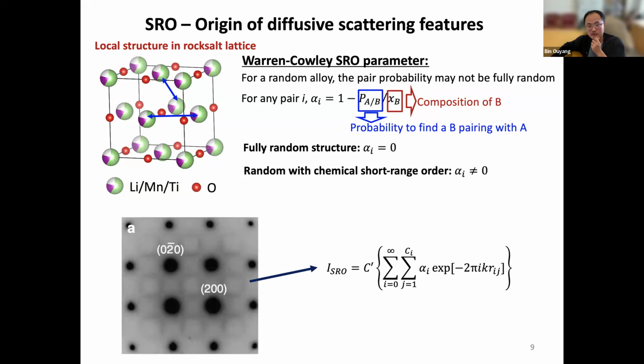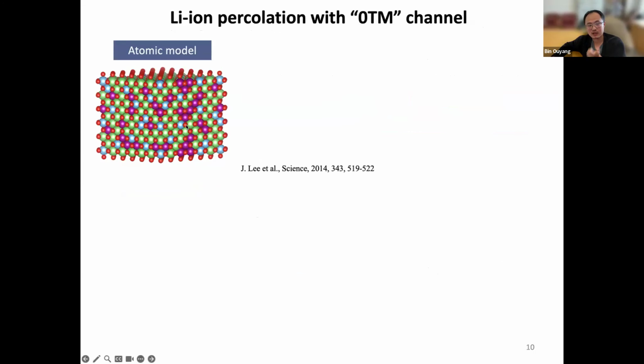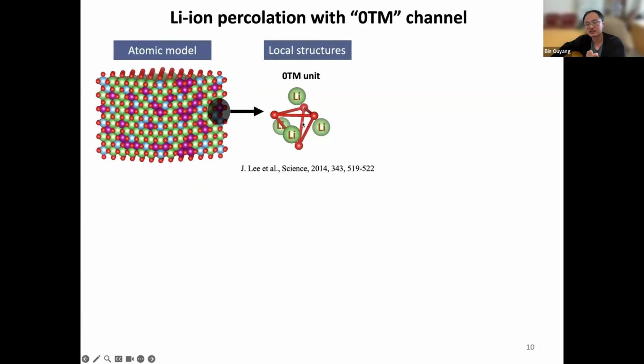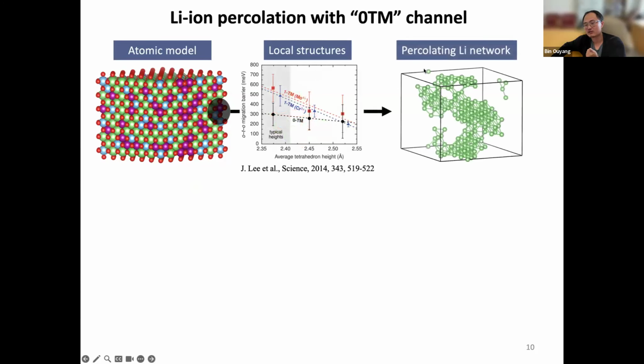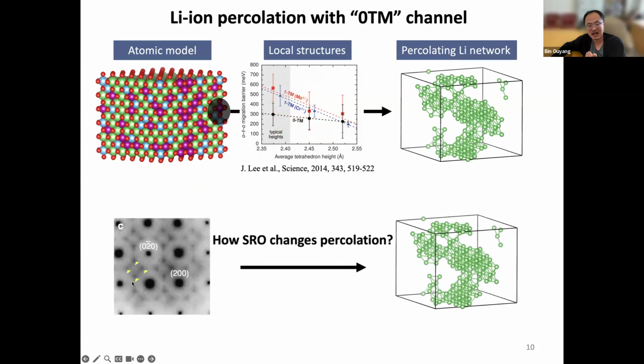The remaining question for the battery problem is that we already know we have a disordered lattice, and we have to diffuse through those 0TM units to have a low enough activation barrier. Hopefully those 0TM units will form a percolation network so that lithium can move on this highway. But the question is how this short-range order influences the diffusion network. That's the well-defined theoretical problem that we want to solve.